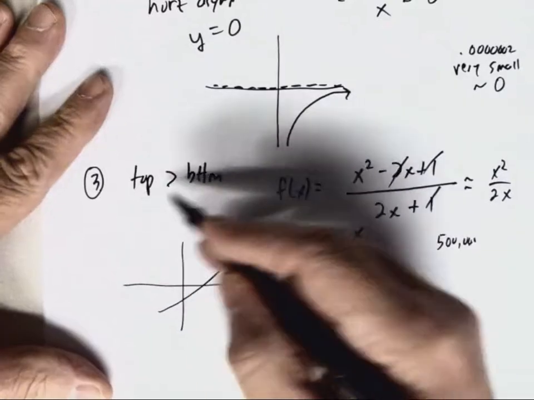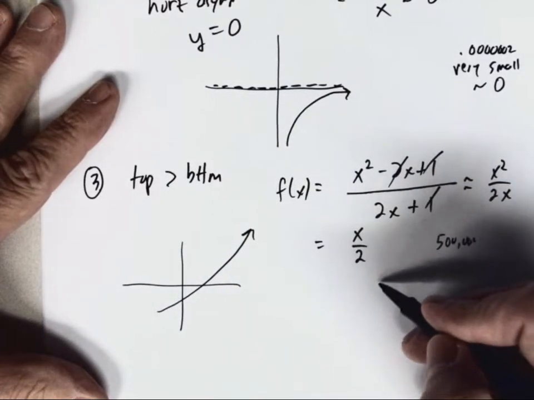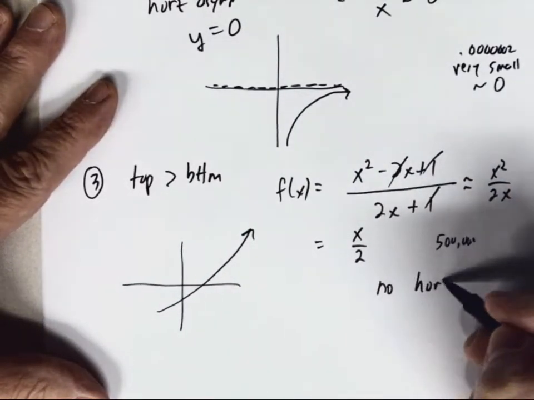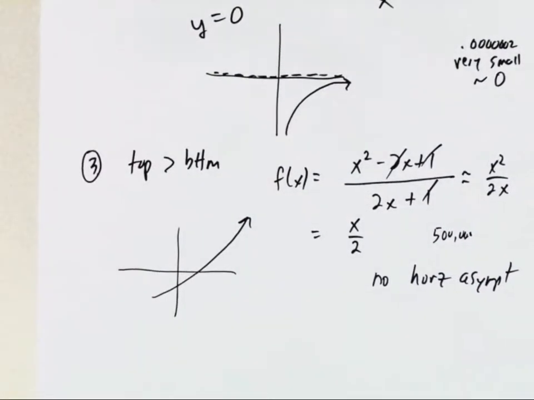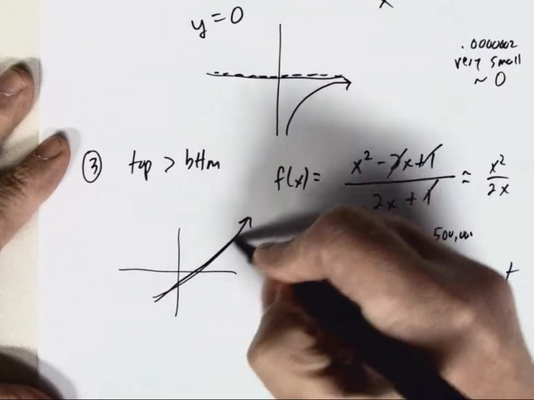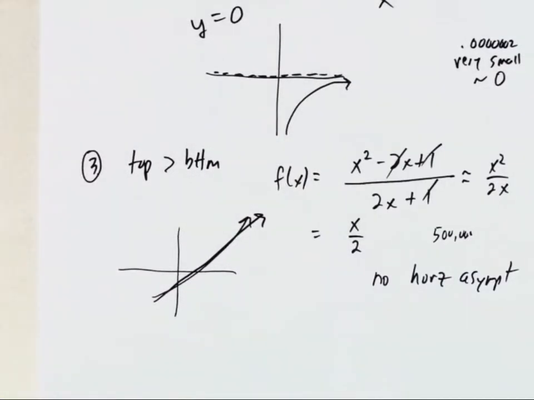So what happens is when the top is bigger than the bottom, there's no horizontal asymptote. Actually, this would probably be like a straight line. No horizontal asymptote.